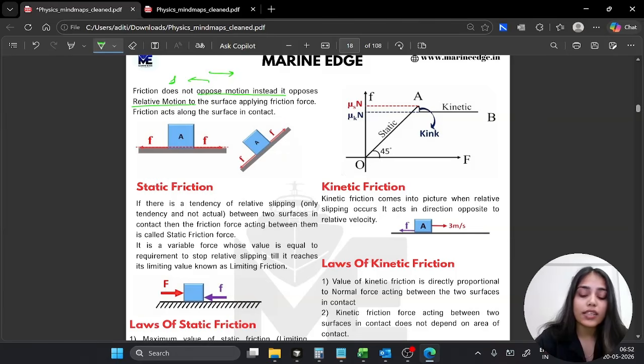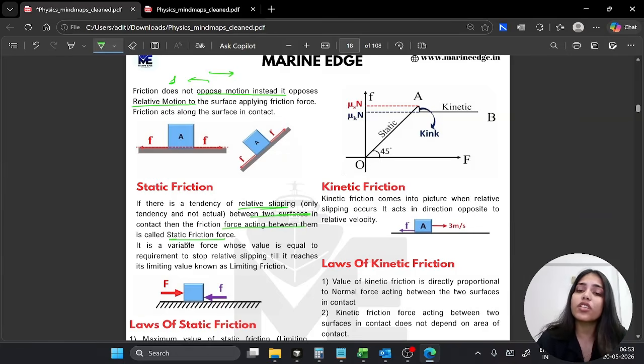the object will start moving, obviously, because static friction is the friction only in the case when the object is at rest. Once the object starts moving, the friction acting on the object is kinetic friction, and kinetic friction is less than static friction. If there is a tendency of relative slipping between the two surfaces in contact, the frictional force acting between them is called static friction.